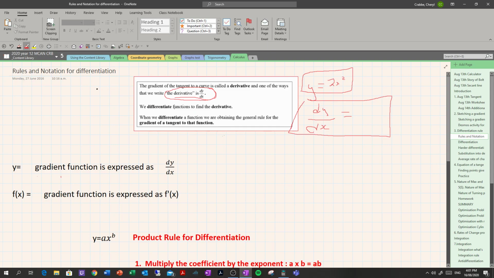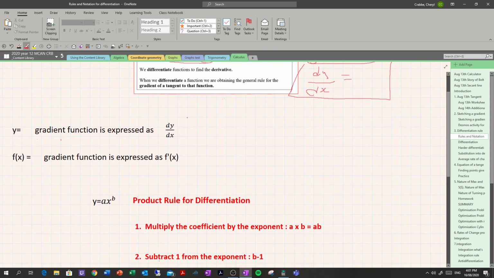We differentiate functions to find the derivative. When we differentiate a function, we are obtaining the general rule for the gradient of a tangent at that function. So we have y equals, we write notation of dy over dx. If we use function notation, f of x, we basically put a little prime mark on the f. So we use f prime x. That represents the gradient function or the derivative. Dy over dx represents the gradient function or the derivative.